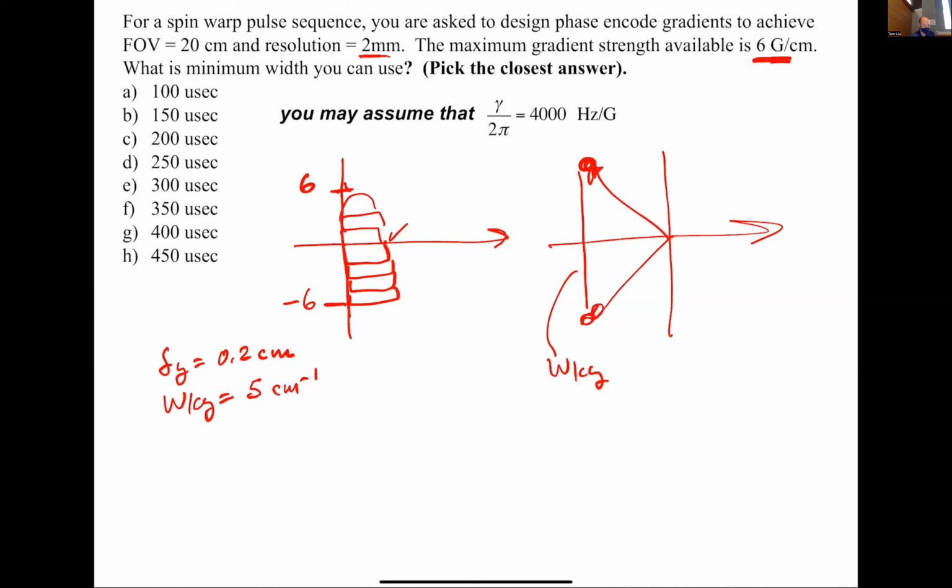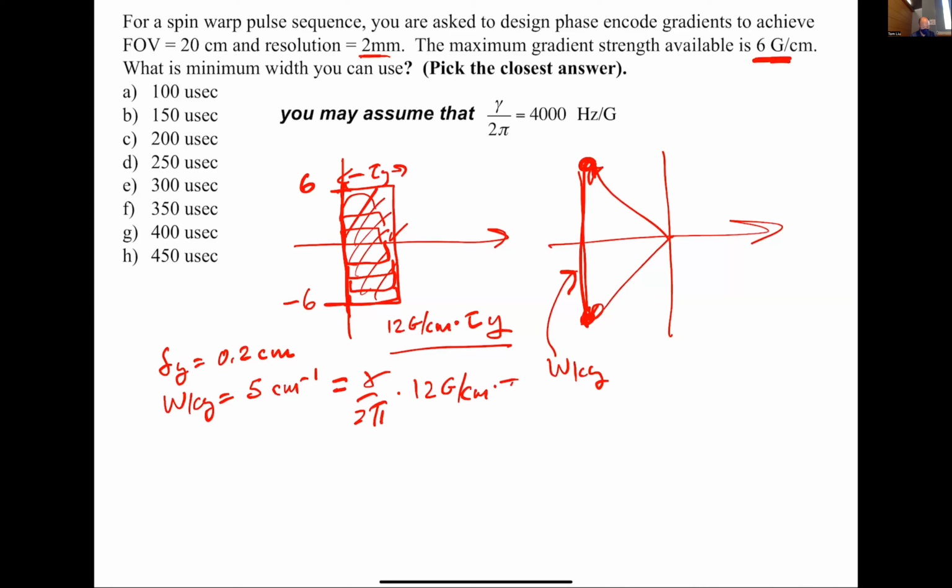Then this whole area here, the maximum I can go swinging from the most negative to the most positive, will traverse 12 Gauss per centimeter times the time I play it out, this tau sub y. That's the maximum I can do to go from here to here, which is my WKY. So we know that's equal to gamma over 2 pi times 12 Gauss per centimeter times the time.